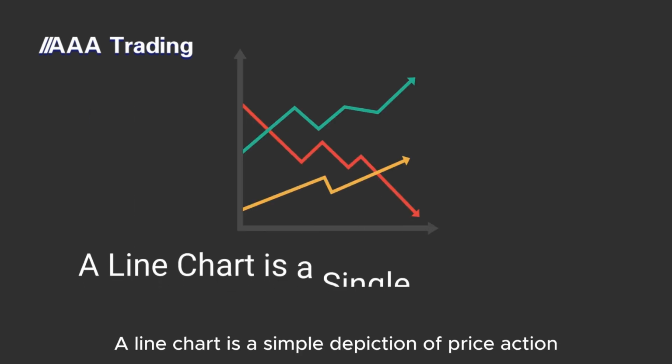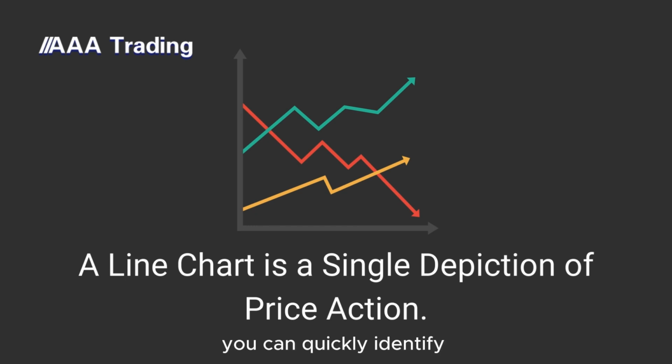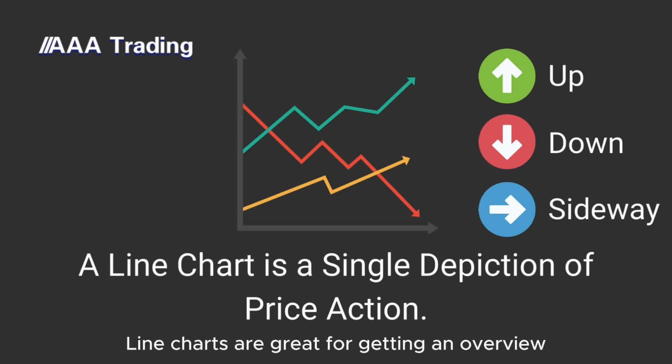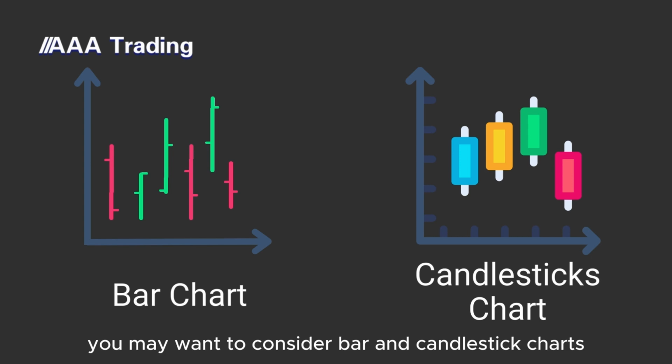A line chart is a simple depiction of price action. You can quickly identify if something is moving up, down, or sideways. Line charts are great for getting an overview, but if you want to get more granular, you may want to consider bar and candlestick charts.